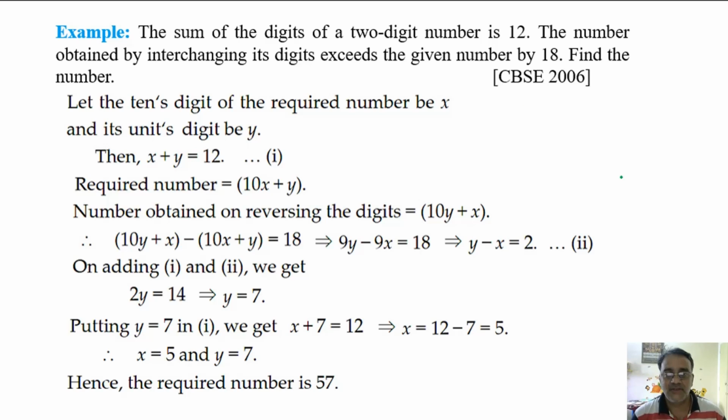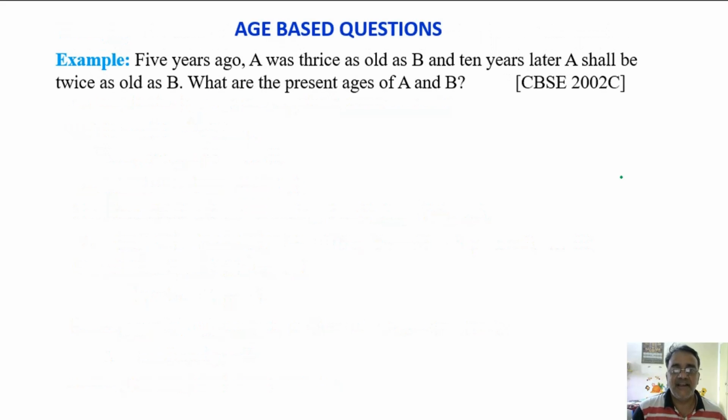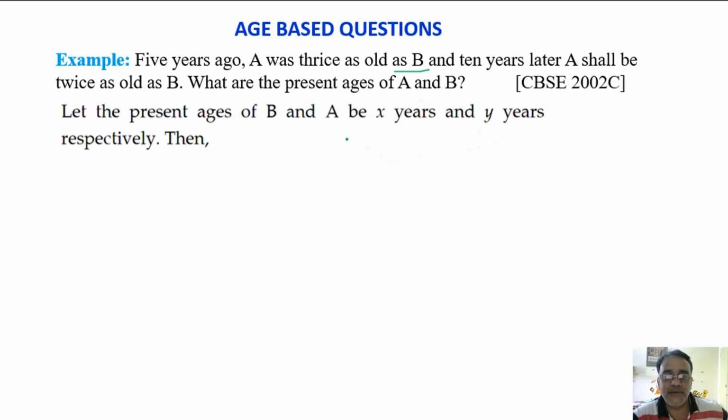No, sir. So, we'll move towards the next section, age-based questions. Okay? 5 years ago, A was thrice as old as B. 5 साल पहले means minus करना है. 10 years later, A shall be twice as old as B. 10 years later means you have to add 10. What are the present ages of A and B? So let the present age of B is x and A is y. So what is the age of B 5 years ago?